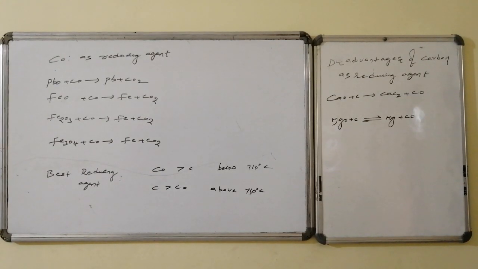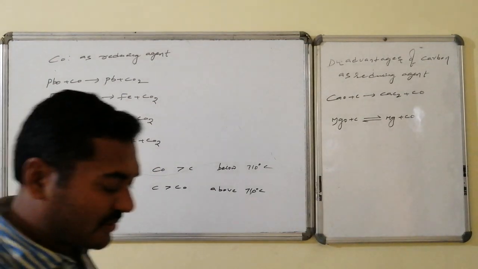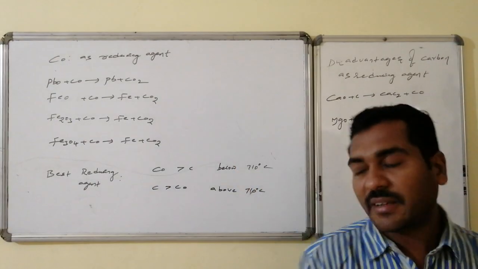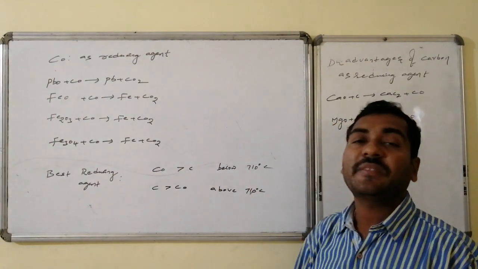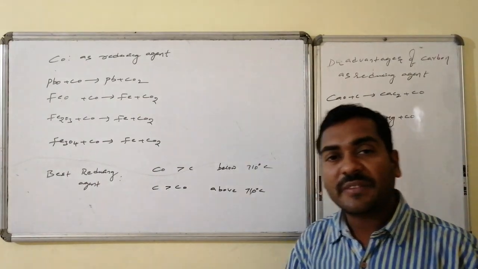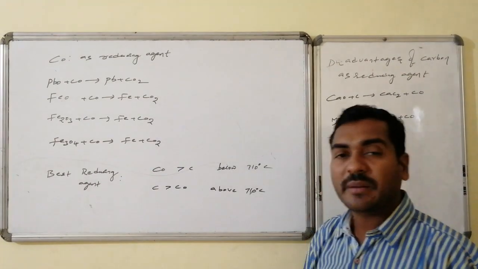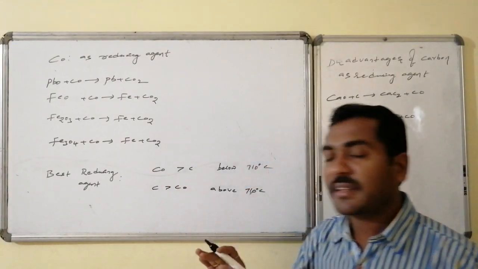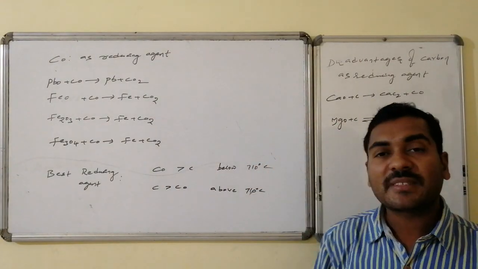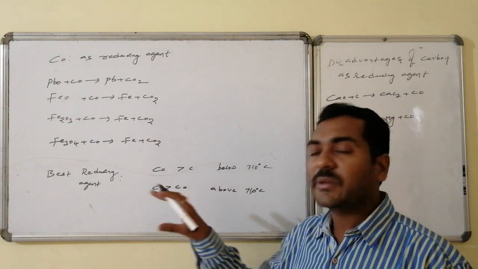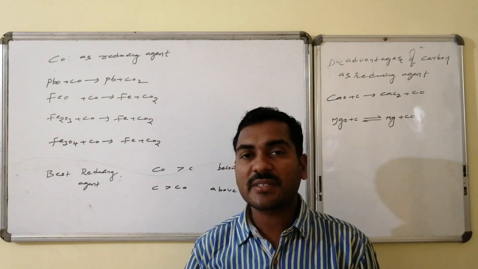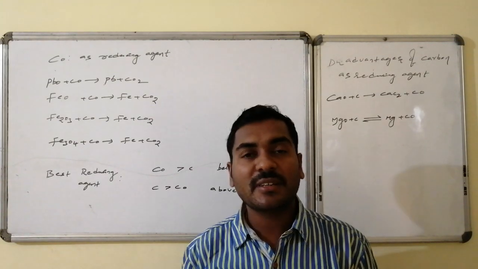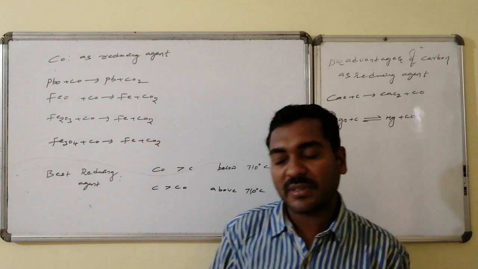From experimental observations, it was found that the best reducing agent out of carbon monoxide and carbon is carbon monoxide below 710 degrees centigrade. Whereas above 710 degrees centigrade, the reducing ability of carbon increases. That is, carbon is a better reducing agent than carbon monoxide above 710 degrees centigrade. This reducing nature, and the effect of temperature on the efficiency of the reducing nature, will be explained by the Ellingham diagrams.